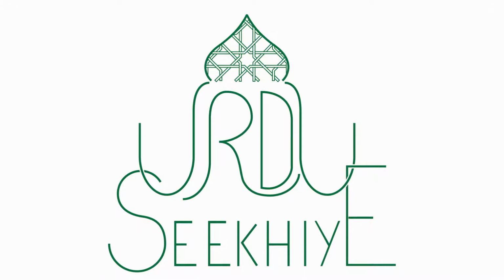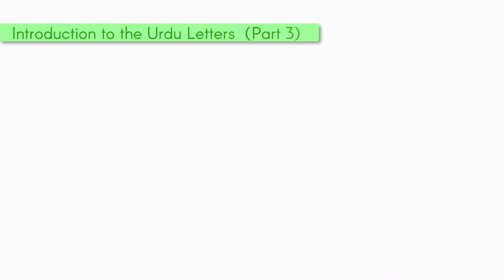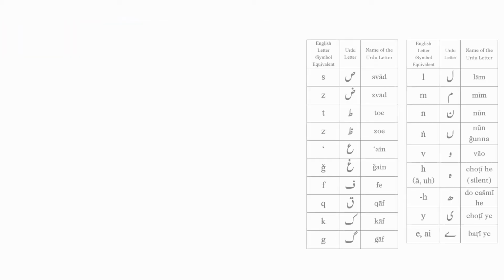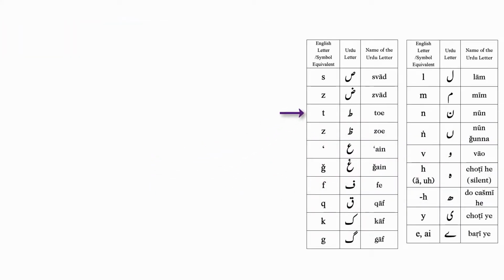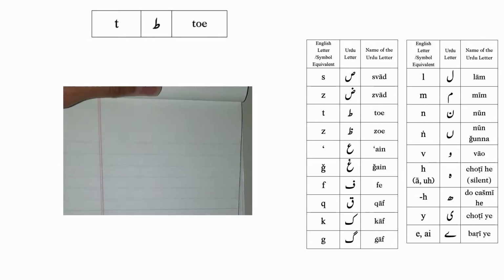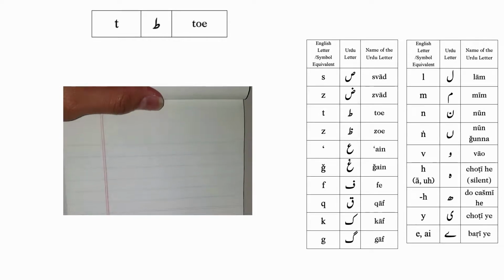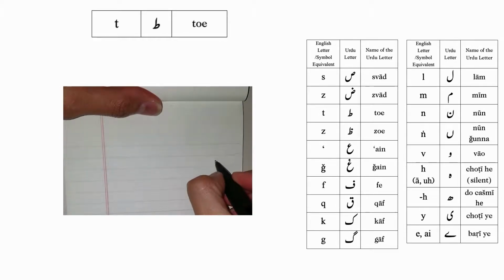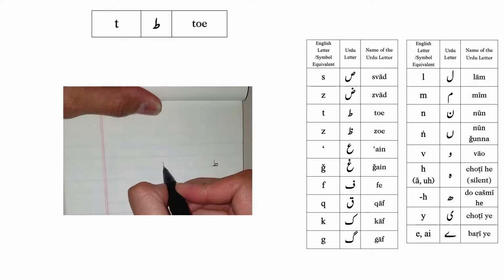This is part 3, the final part of the video series introducing the Urdu alphabet. The first letter in part 3 is toy. Like swad and zwad, the words that begin with toy are of Arabic origin, which might help you to determine which T-sounding letter to use.